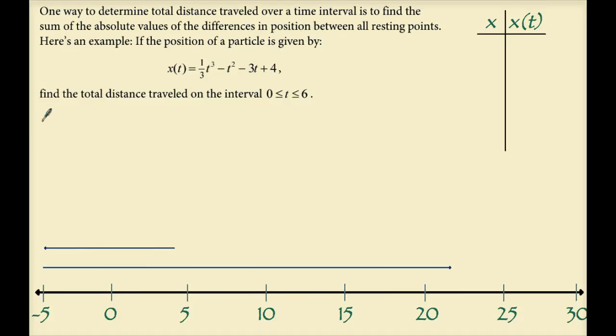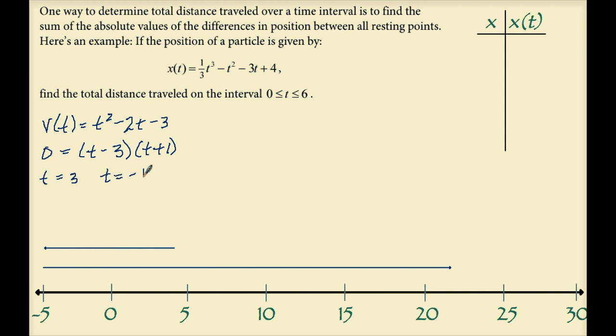So let's find the velocity function. V of t is equal to t squared minus 2t minus 3. Setting the velocity equal to 0 and factoring gives me t minus 3, t plus 1. This means there were two times when velocity was 0, at t equals 3 and at t equals negative 1. T equals negative 1 is not in the time interval we're considering. So we're going to need to know where the particle was at t equals 0, where the particle was at t equals 3, and where the particle was at t equals 6 to determine total distance traveled.